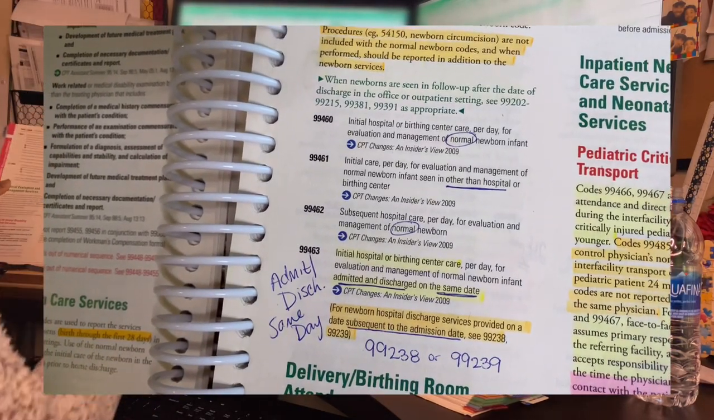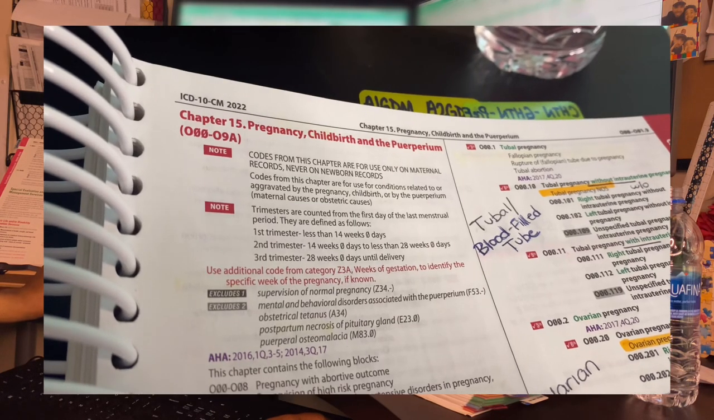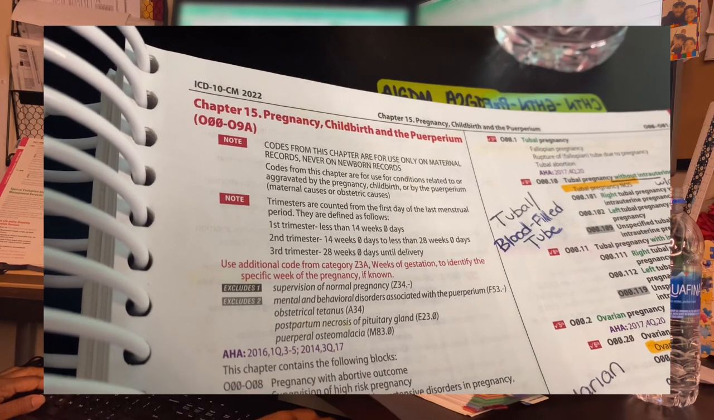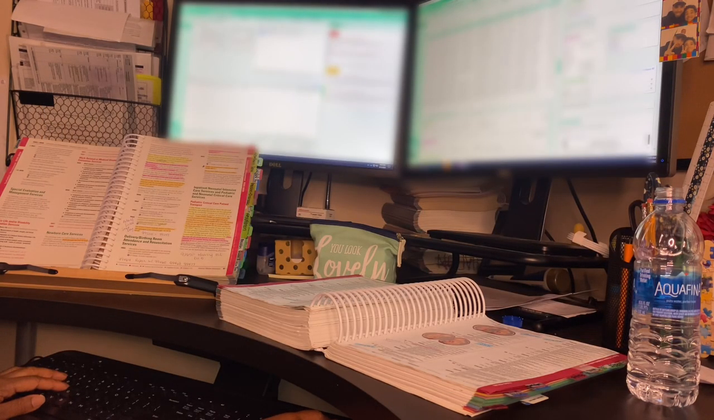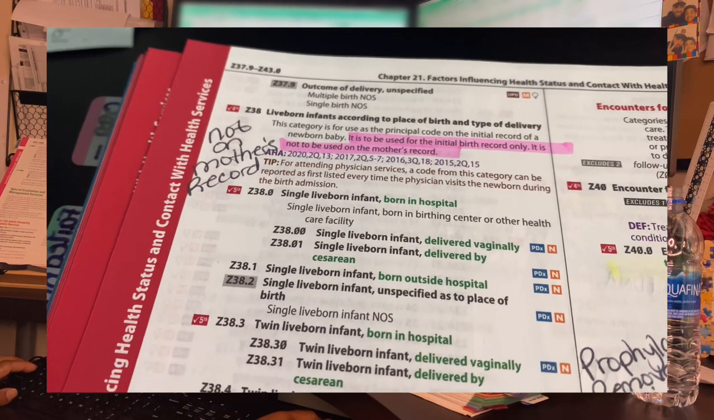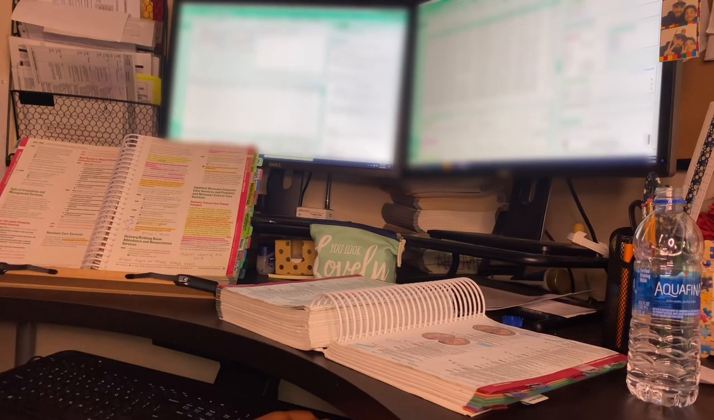And the reason why I have it here to review is because they used diagnosis code 082, and you cannot use chapter 15 codes on the newborn record. So I have to just change this to Z3801. 082 is for a normal cesarean delivery, and the diagnosis code that I switched it to is Z3801 for a single delivery by cesarean.